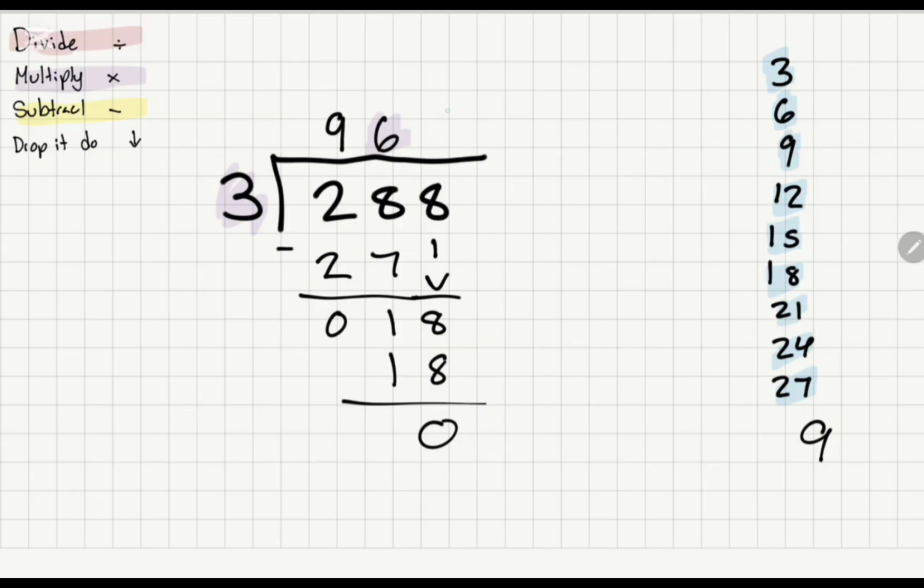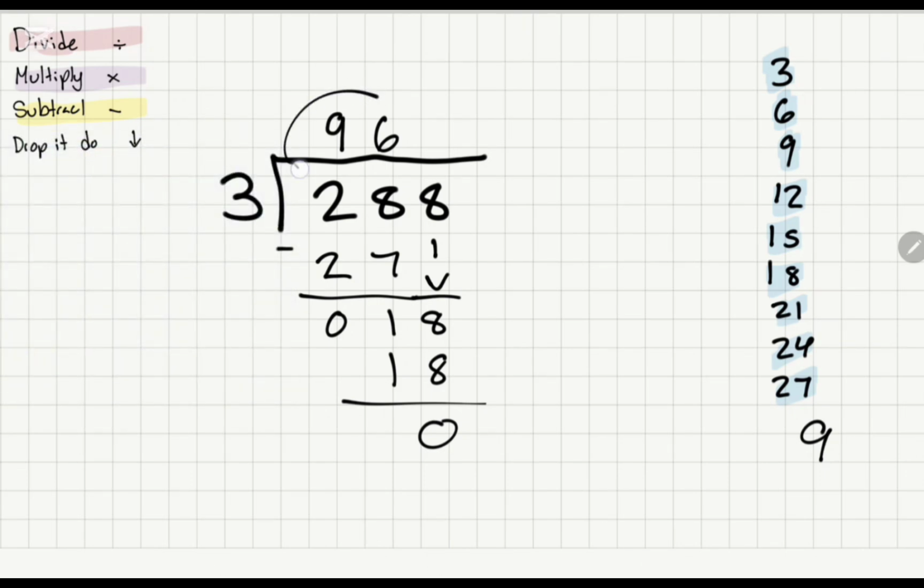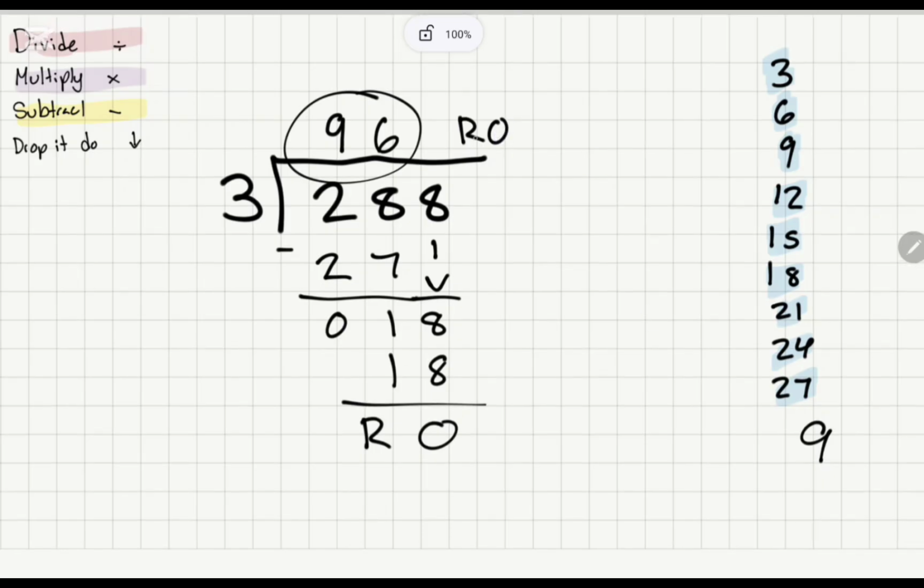And we don't actually have to drop it down because we ran out of numbers. There is nothing to drop down. So we are done. What this 0 means is that we have no remainder. So our answer is 96 with a remainder of 0. So I can write that down here, remainder 0. That R just means remainder.